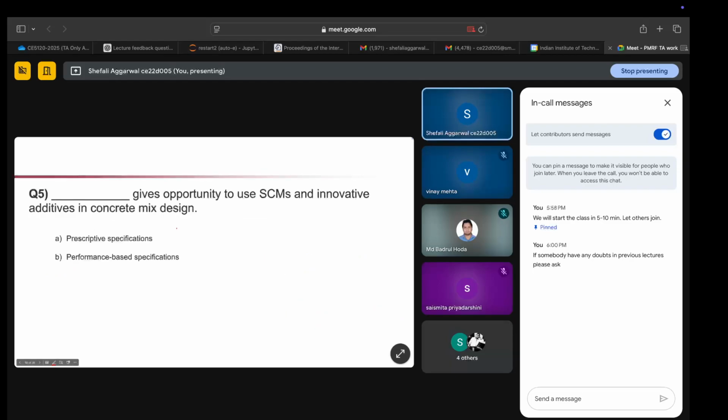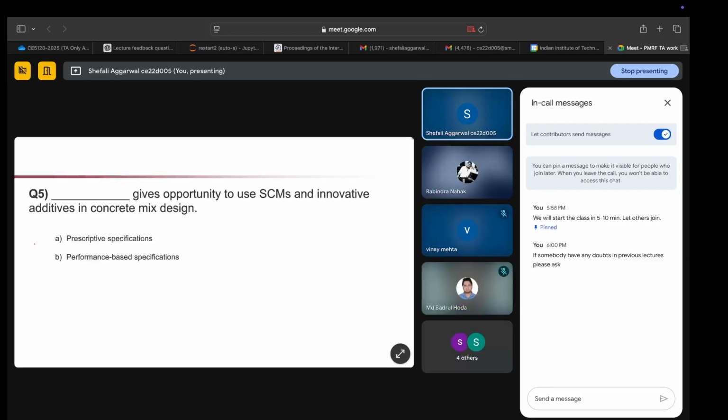Dash gives opportunity to use SCM and innovative additives in concrete mix design. Prescriptive specification or performance based specification? A. Correct. So before mix design, whatever we are deciding will come under prescriptive. So it will be A actually. Will come under prescriptive specification.